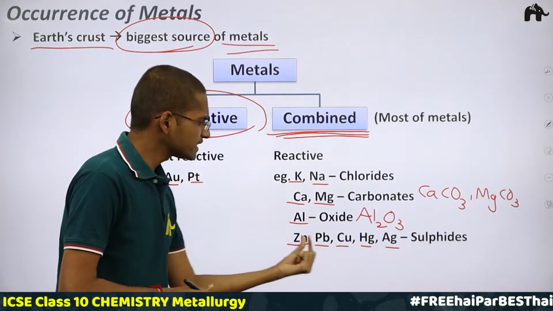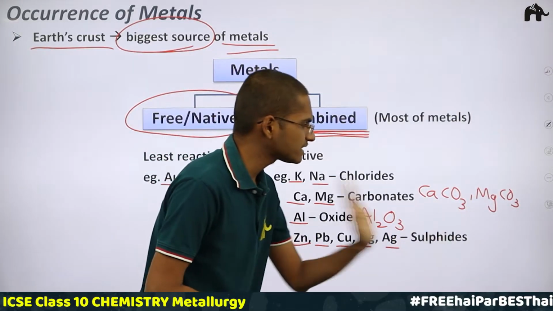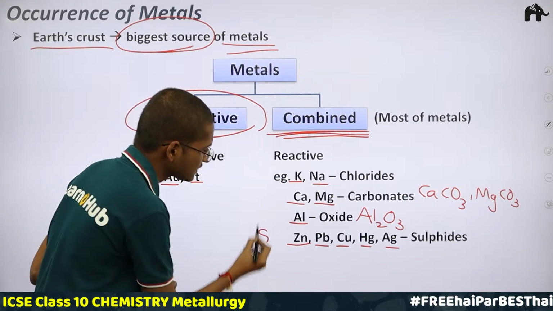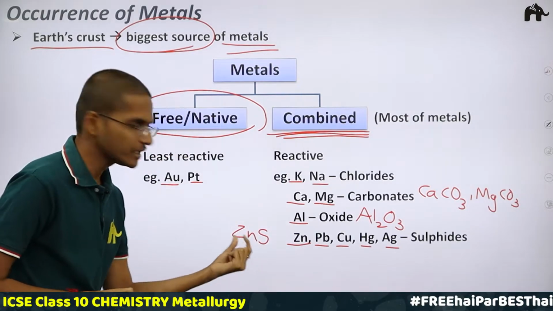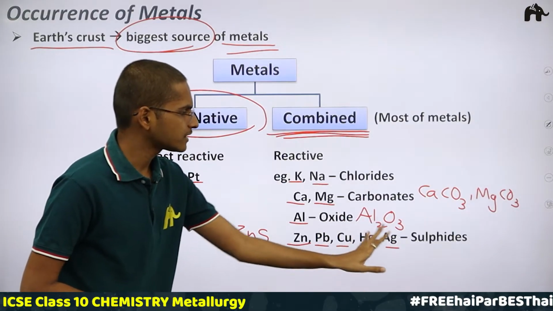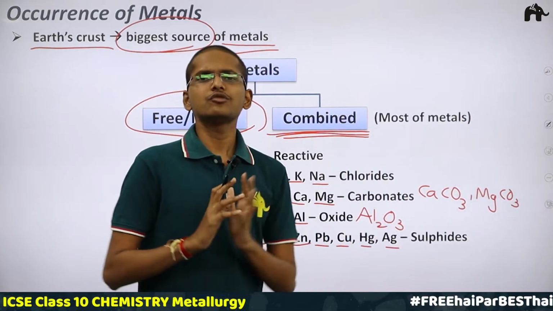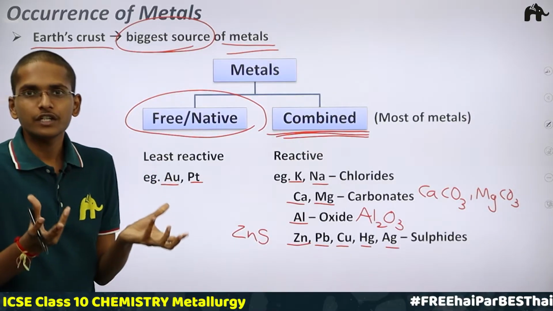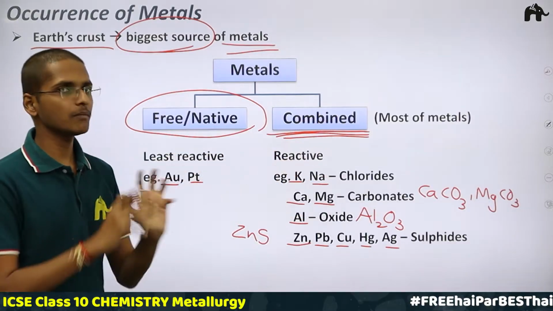And then zinc, lead, copper, mercury, silver. These metals exist as their sulfides, which means these metals are combined with sulfur. For example, I would show you zinc sulfide, ZnS. In this way they exist: lead sulfide, copper sulfide, silver sulfide, mercury sulfide. Now the question should be arising in your mind, sir, why is this happening? Some metals exist in the free state in nature, just gold as gold, platinum as platinum, while some exist in a combined state.